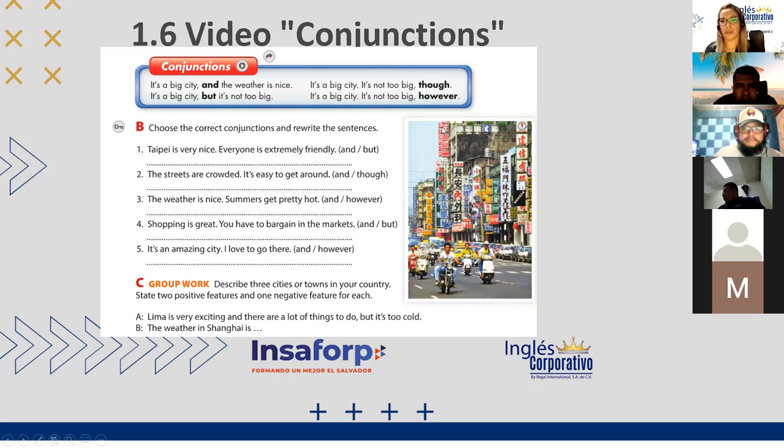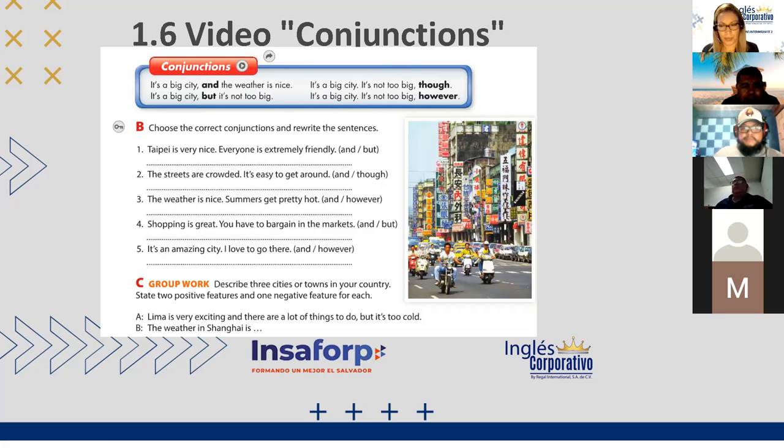Okay, volunteer to read number two. Me, teacher. Okay, Glenda. The streets are crowded, though it's easy to get around. Okay, yes, because they are crowded, but it's easy to get around, right? It's easy to get around, though, yeah. Very good. That is the correct option. Thank you so much. Number three.